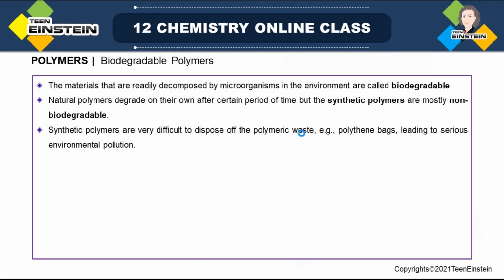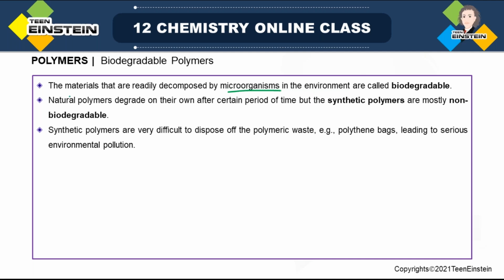Biodegradable polymers. From the name we can understand that for these polymers, biodegradation is possible. Materials that are readily decomposed by microorganisms, bacteria, virus present in the environment will be called biodegradable. Natural decomposition may take some time depending on the structure, but it is possible to decompose naturally. That is the definition. And by what? By microorganisms.